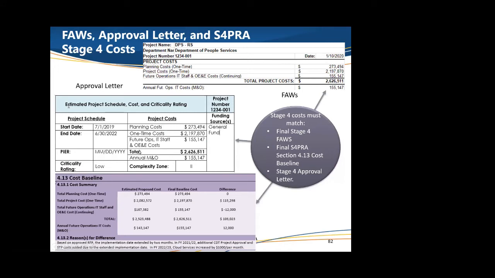Again, stage 4 approval letter, same thing. It would match your FAWs. This is FAWs. This is your approval letter. This is your stage 4 cost summary for the baseline. And it would show this is what it was during the estimate. This is the final. This is the difference if there were any differences.